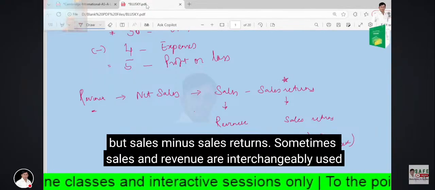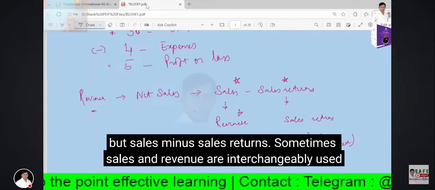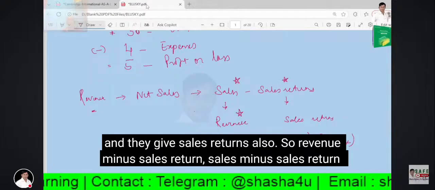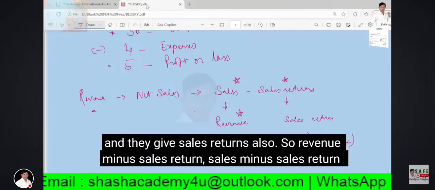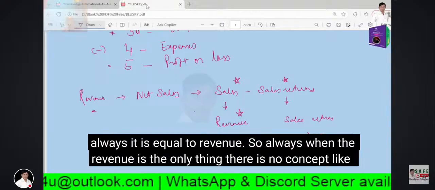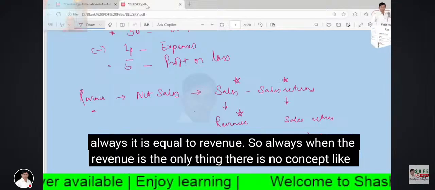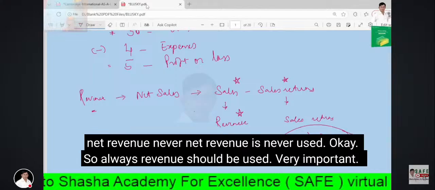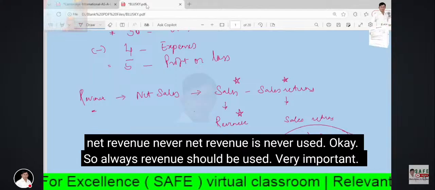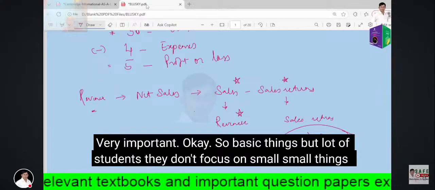Sometimes sales and revenue are used interchangeably, and they give sales returns also. So sales minus sales returns is always equal to revenue. There is no concept like net revenue. Net revenue is never used. It is always revenue. Very important.